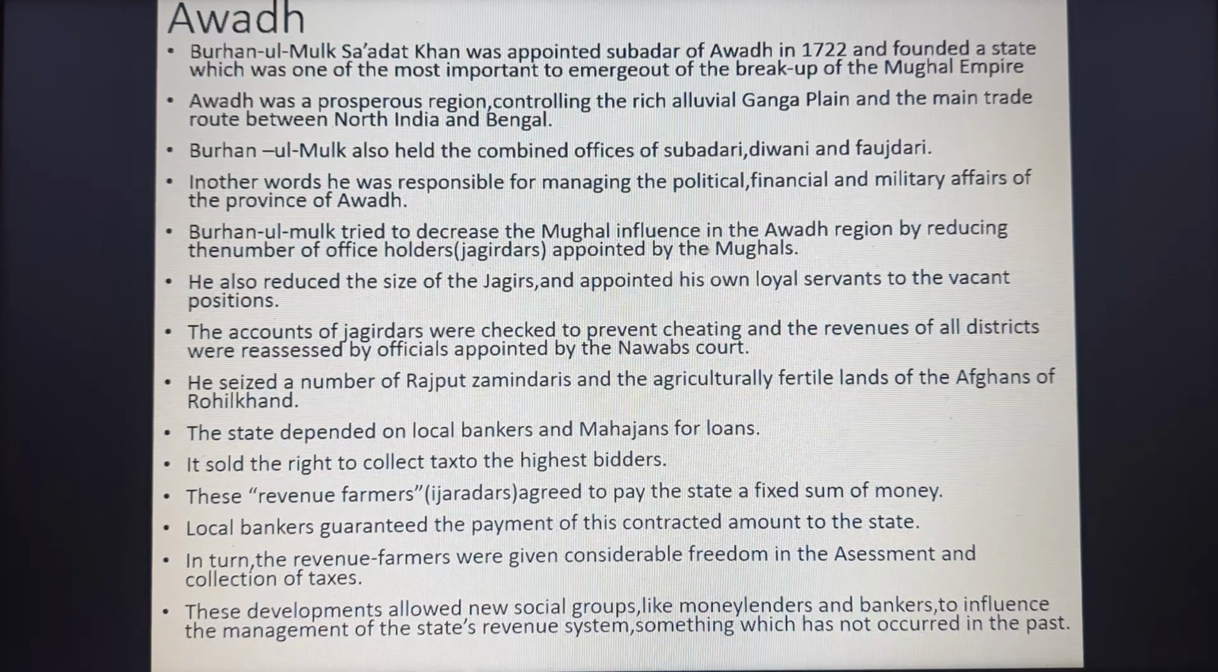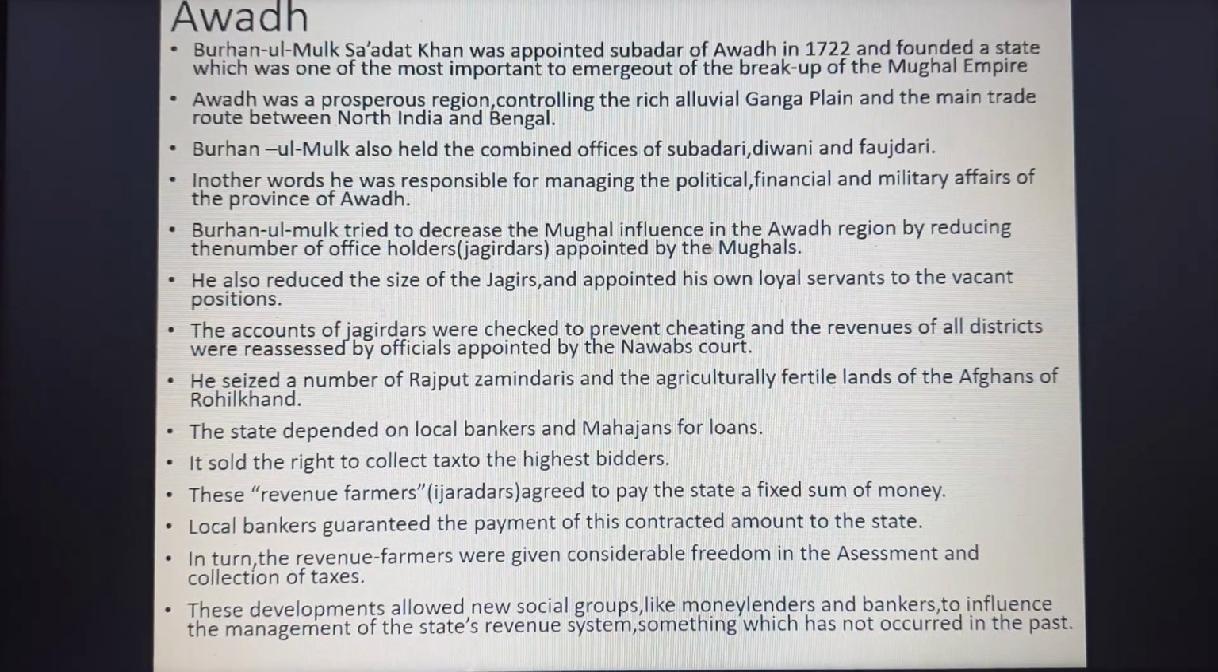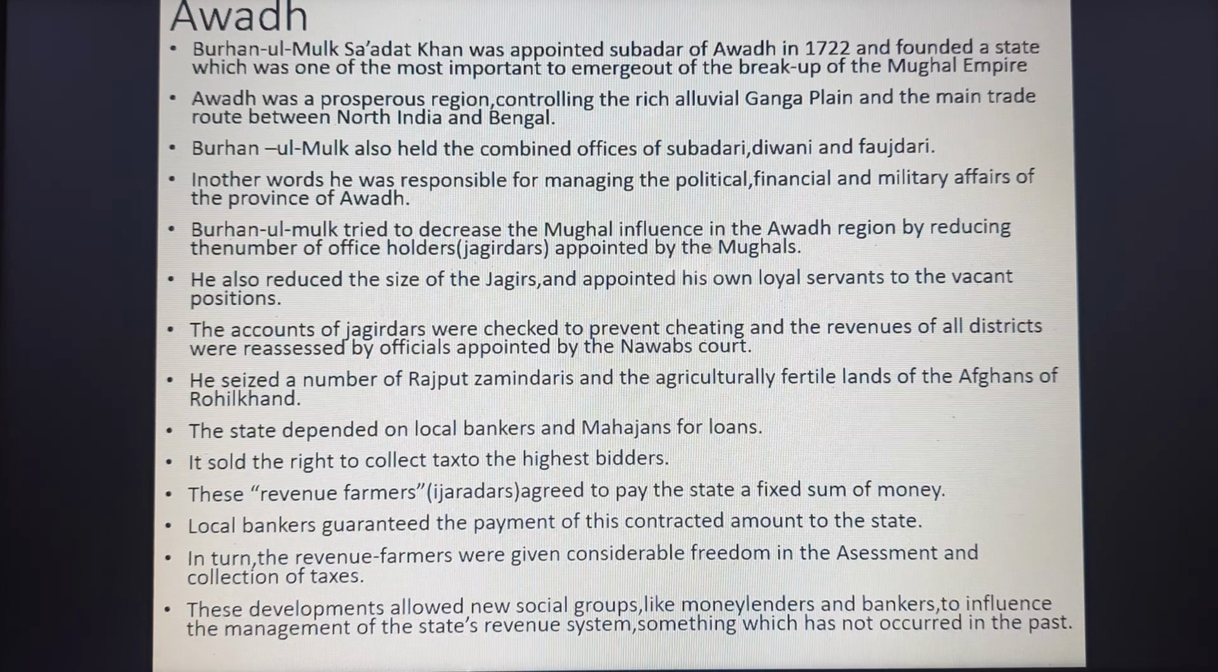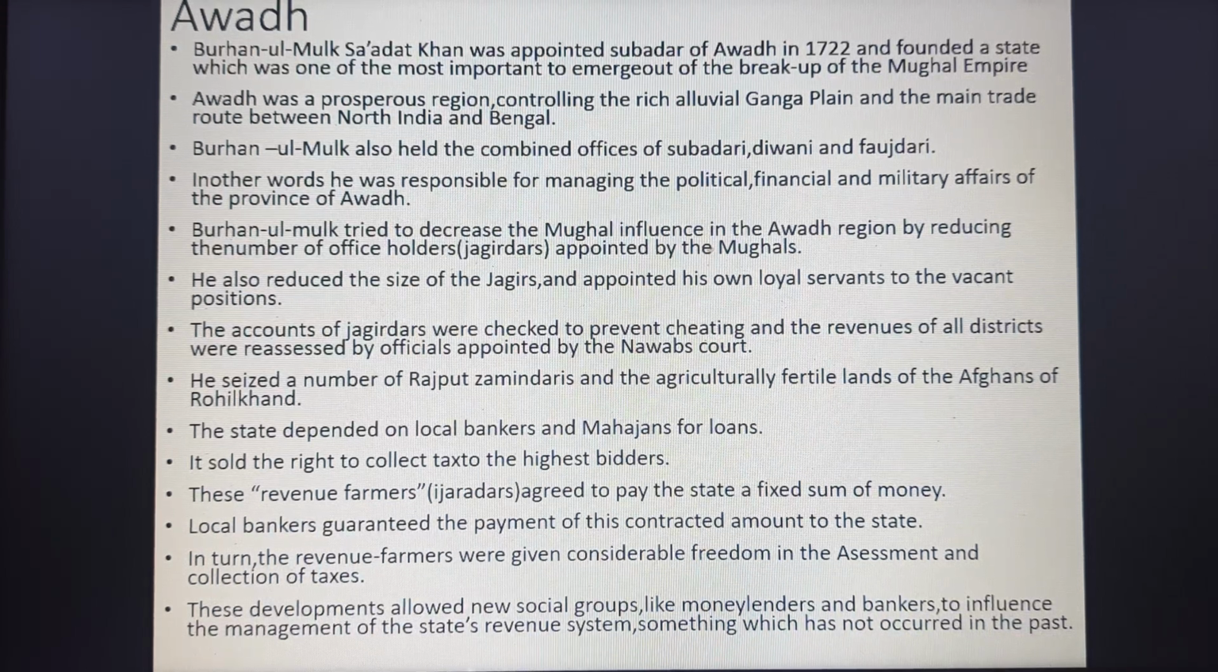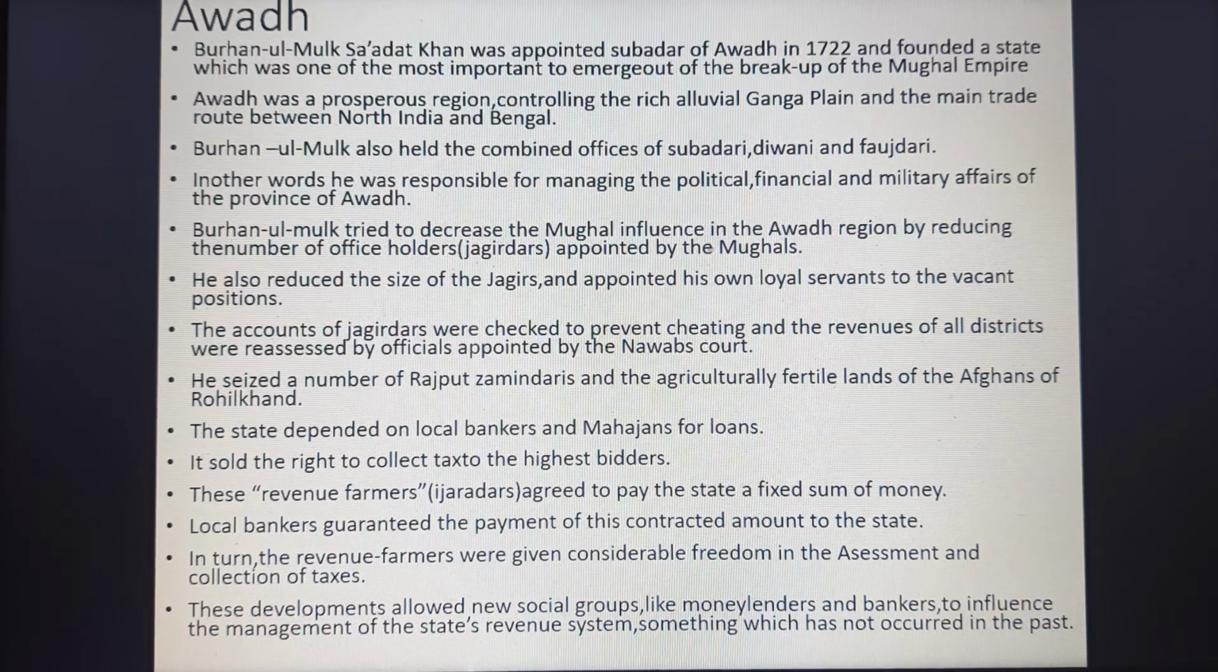Means whatever the amount was being contracted, that was paid to the state or the government there. In turn, the revenue farmers were given considerable freedom in the assessment and collection of the taxes. So these revenue farmers were again given some rebate, that they could give taxes according to their will. These developments allowed new social groups like money lenders and bankers to influence the management of the state's revenue system, something which had not occurred in the past. So earlier they did not have any such opportunity, but later on they got such opportunities in which they could use these benefits.